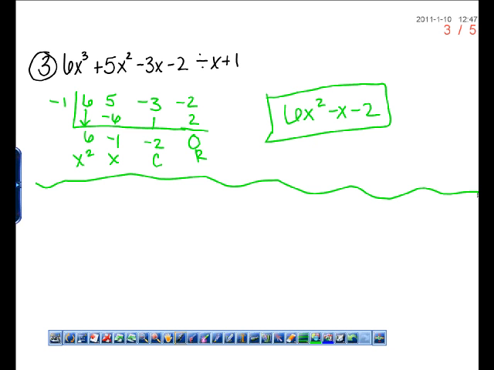What if I was asked to factor? Good. What else is a factor? Good. Can 6x squared minus x minus 2 be factored further? Yeah, go ahead and take a moment and factor that real quick.